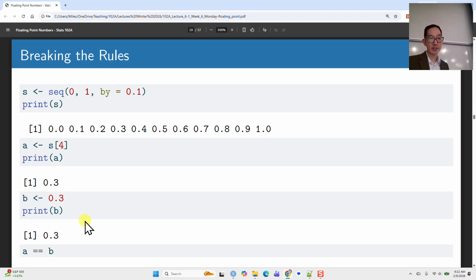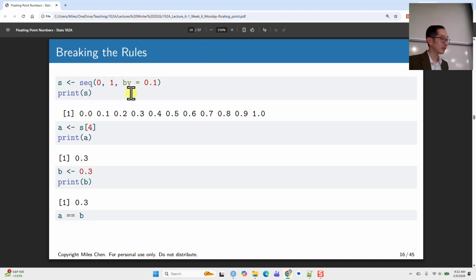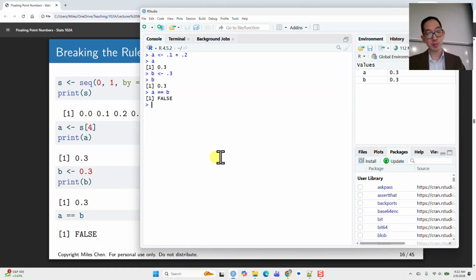Here's another example. I've got a sequence, and I say, let's go from 0 to 1 by 0.1. And I get 0, 0.1, 0.2, 0.3, 0.4, 0.5. What's the fourth value there? That fourth value is 0.3. Let's store that as A. And B is 0.3. There's 0.3 and 0.3, but these are not equal. And this can be maddening.